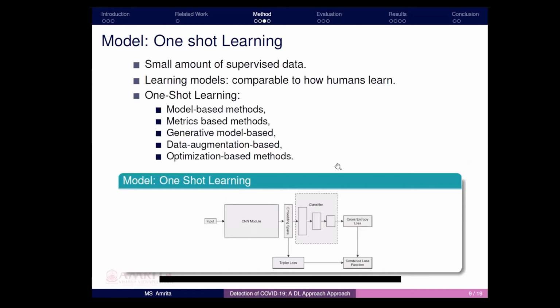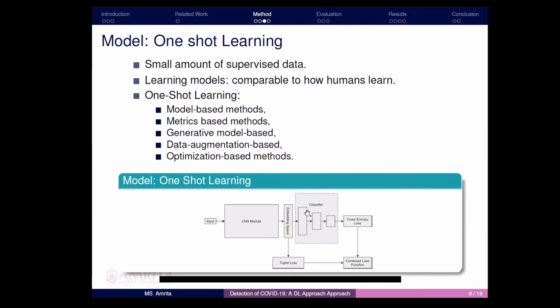One-shot learning. One-shot learning is a technique for teaching models in a manner comparable to how humans learn. One-shot learning is a method for learning a new task using a small amount of supervised data and a lot of prior information. There are different approaches to solving one-shot learning problems. Mainly, they can be classified into these categories: model-based methods, metrics-based methods, generative model-based, data augmentation-based, and optimization-based methods.